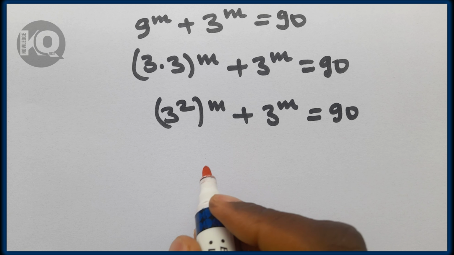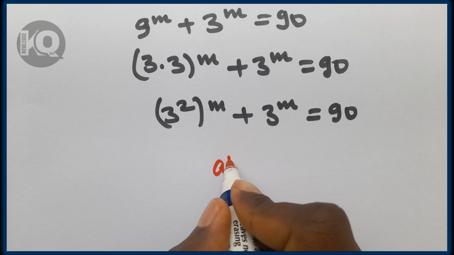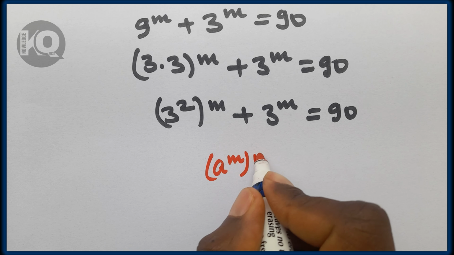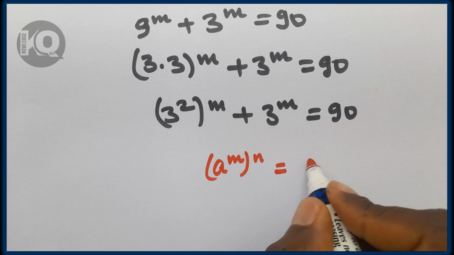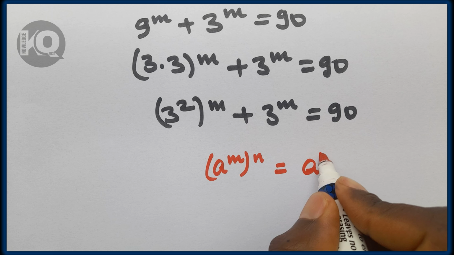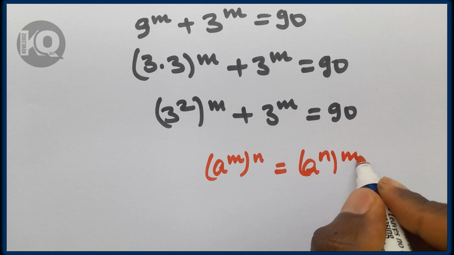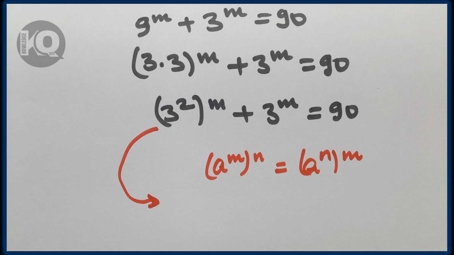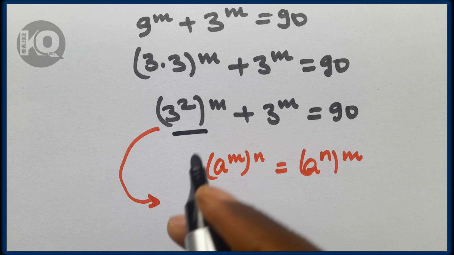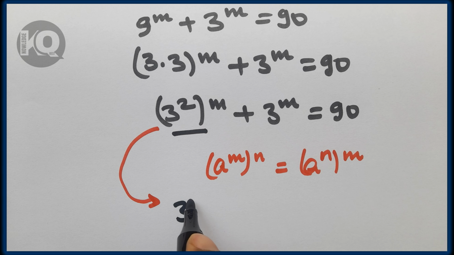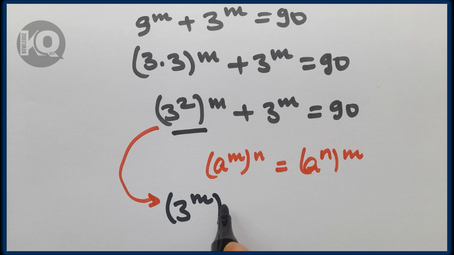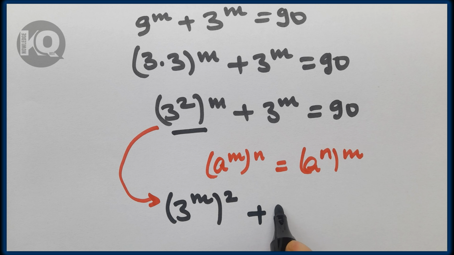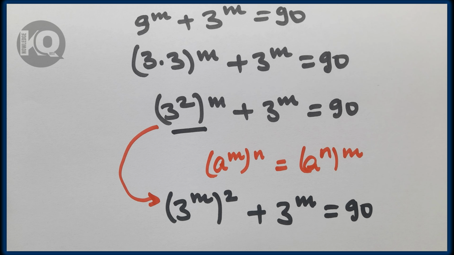So we know that a to the power of m to the power of n is equal to a to the power of n to the power of m. So this term will be 3 to the power of m, to the power of 2, plus 3 to the power of m, which is equal to 90.